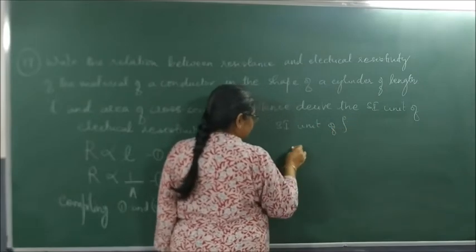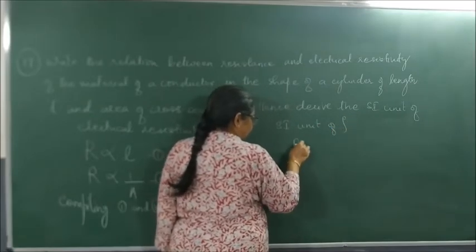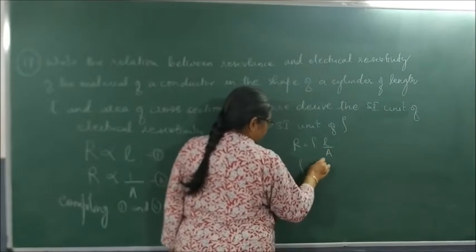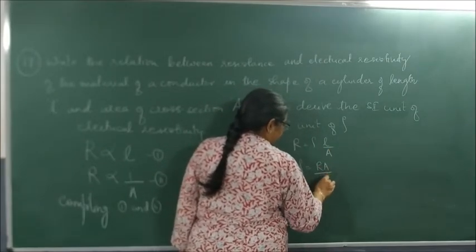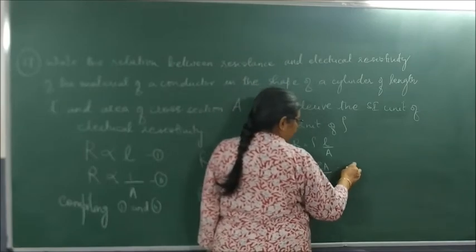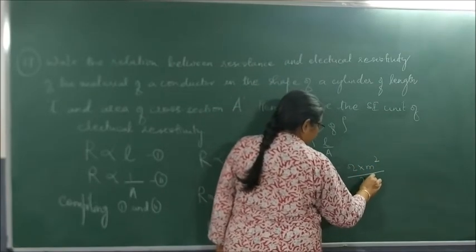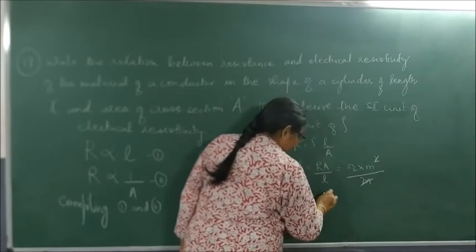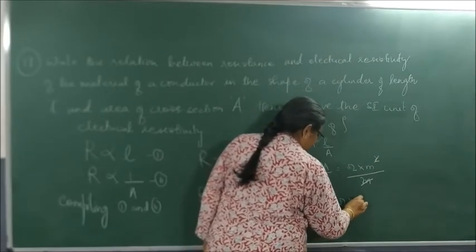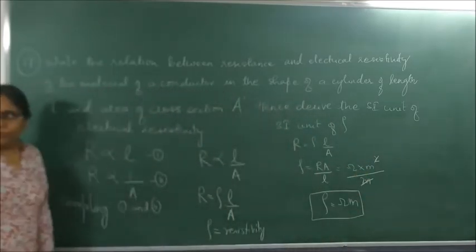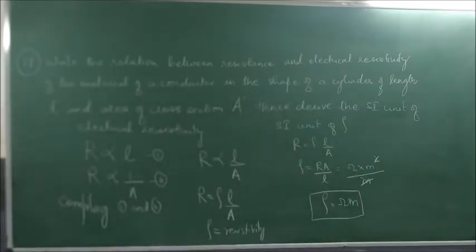What is the SI unit of rho? R is equal to rho L by A, so rho is equal to RA by L. R is measured in ohms, area is measured in meters square, length is measured in meter. So the SI unit of rho is ohm meter. This is how much you have to write. Okay? Clear? Exactly these steps.